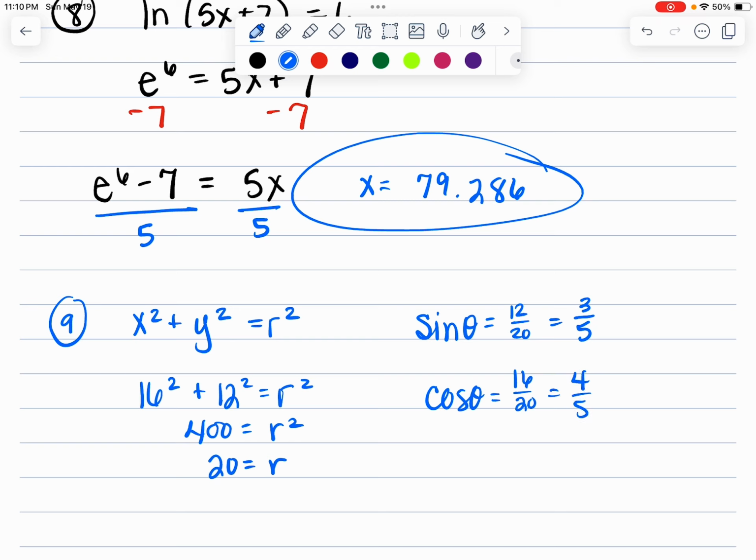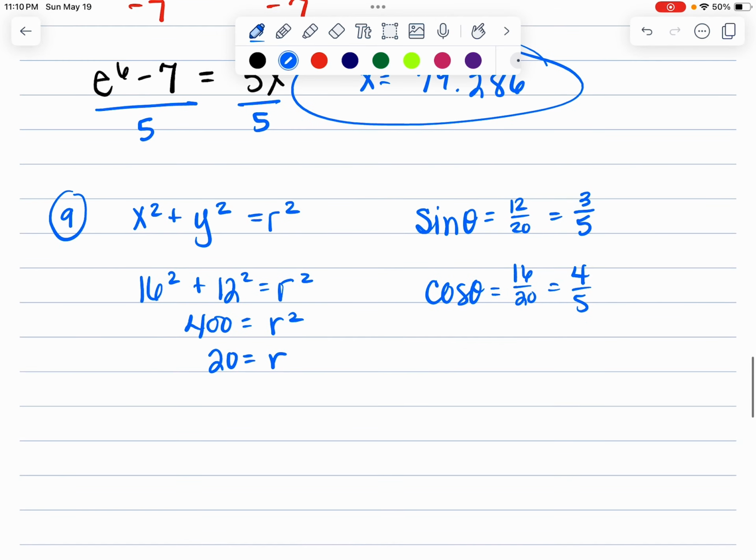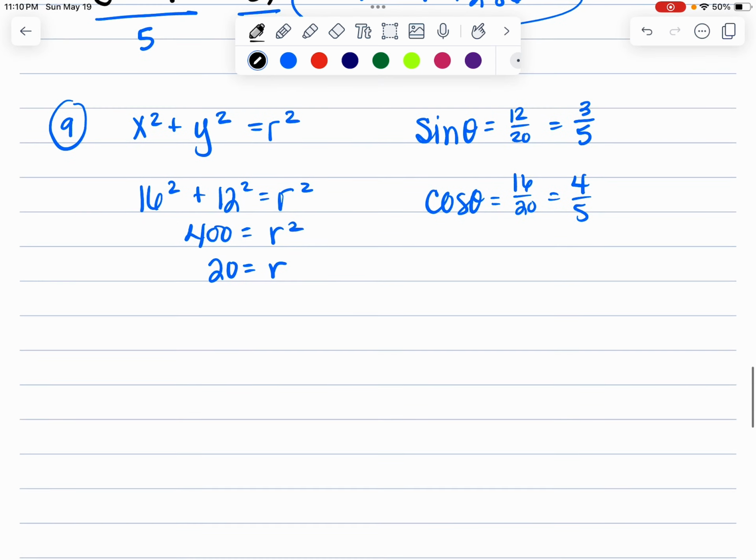So that's number 9. I would suggest writing down those properties. It is just the Pythagorean theorem, though, on that one. Number 10, it asks, what is the sine if cosine is 5/13 and it's in quadrant 4? And a couple of different ways to do this one correctly. I honestly would use the Pythagorean identity because that's going to be the easiest way to do number 10.